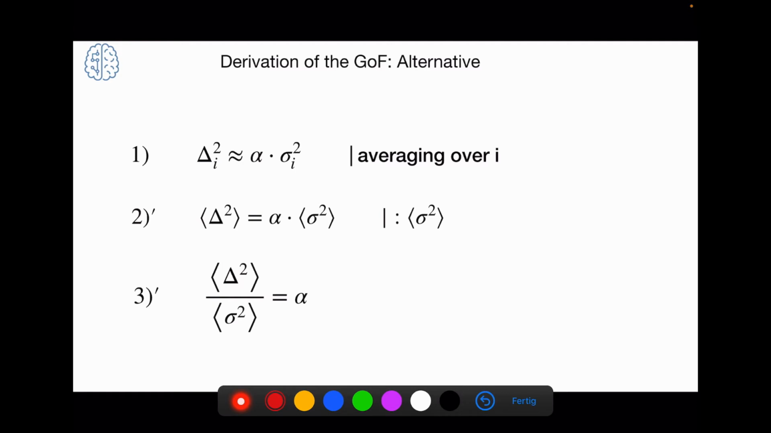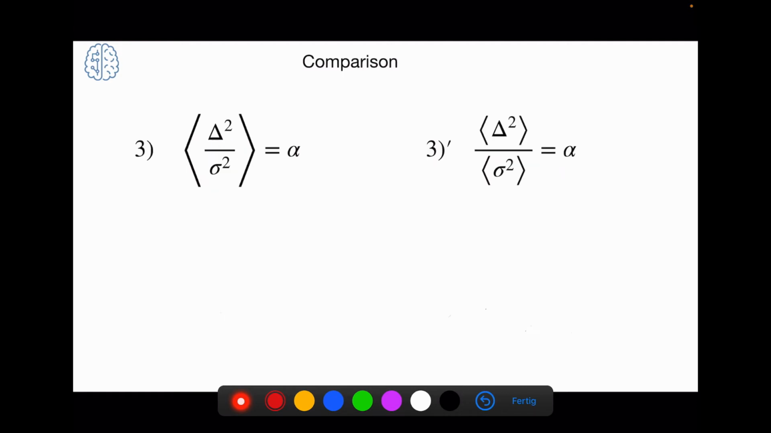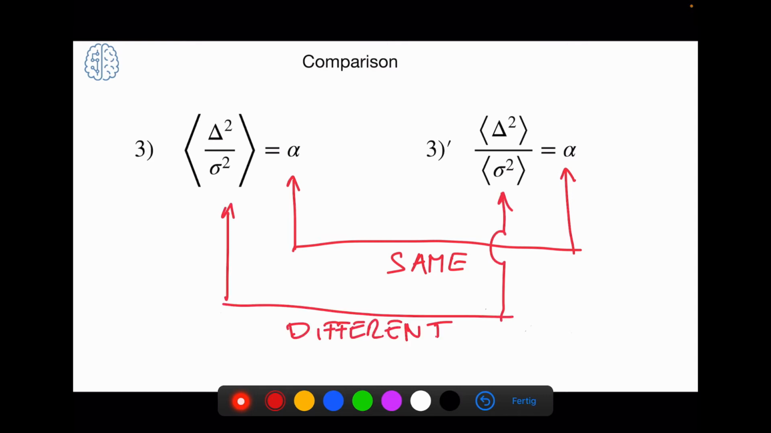So now we have two equations, a traditional equation 3 and an alternative equation 3 prime. And what they have in common is that on the right-hand side, they have the same target value alpha, the number between 0 and 1. And the difference between equation 3 and equation 3 prime is that the averaging was done in a different way. But both of these equations should hold under the assumption that there are no systematic errors in the data set and that the standard deviations are adequate.